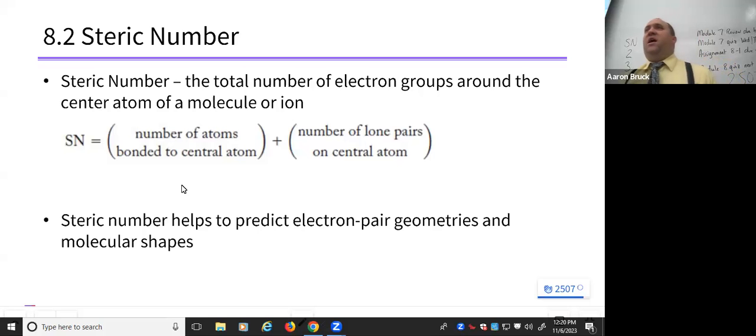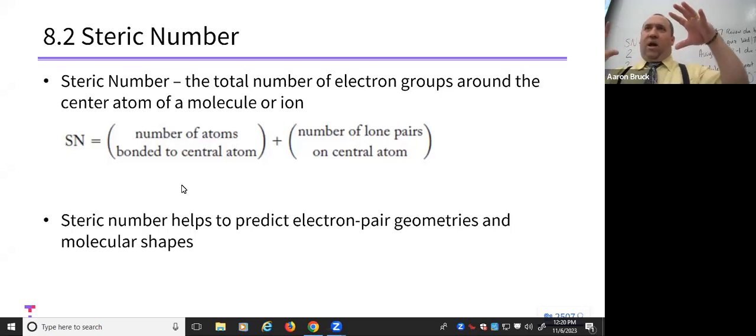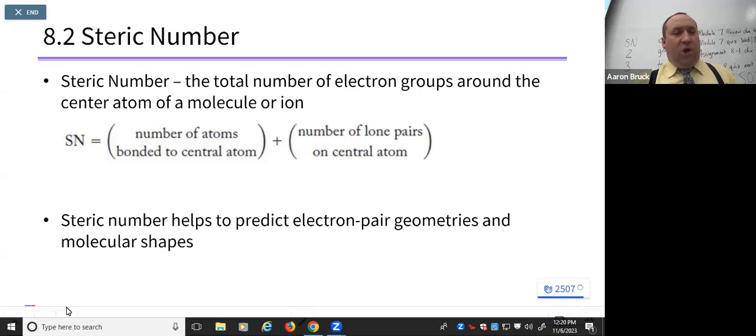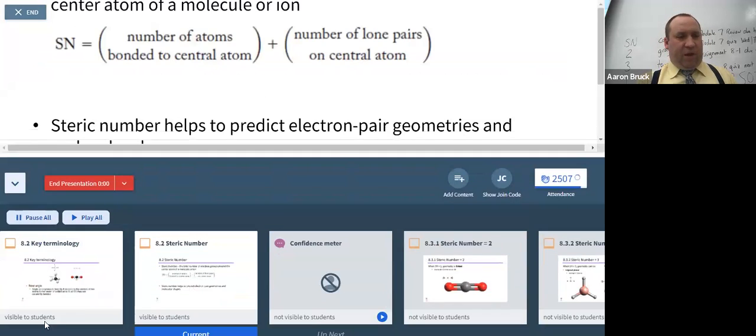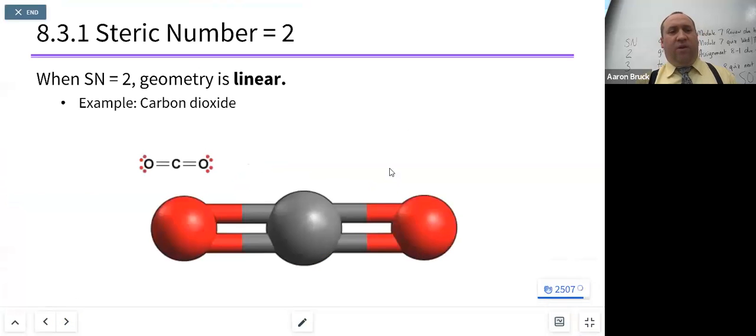Steric number is how many electron groups are around a given atom when we're evaluating it for the purpose of shape. And so we look at the center atom and we evaluate, okay, how many things is it bonded to and how many unbonded pairs of electrons are around it as well. And so in total, there end up being a total of 5 different steric numbers.